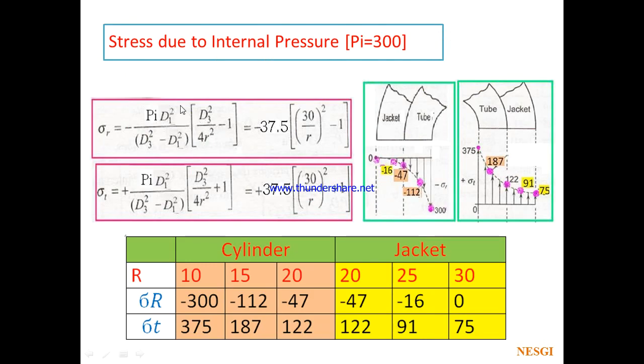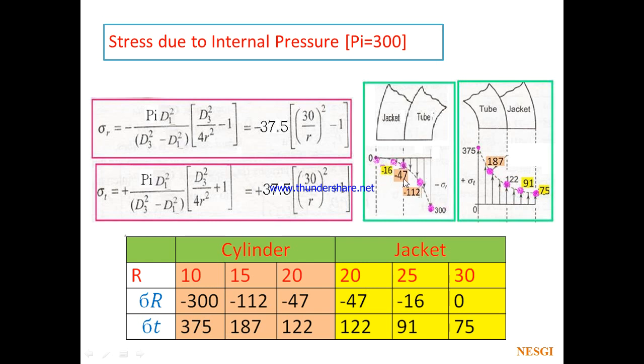Next is the stress induced due to internal pressure, that is Pi equal to 300 Newton per mm square. Again, sigma r and sigma t are given by these equations because of internal pressure at any radius. For the cylinder, you go on putting the r value, that is at 10, 15, 20, and again 25 and 30 for the cylinder and jacket. So you will get sigma r values and sigma t values, and this graph is shown here.